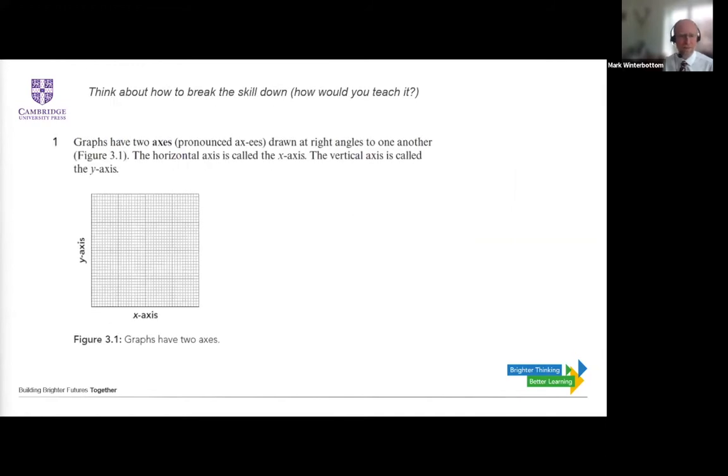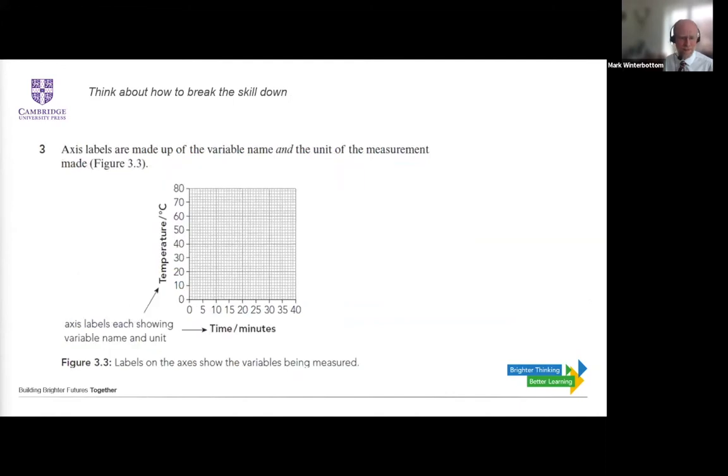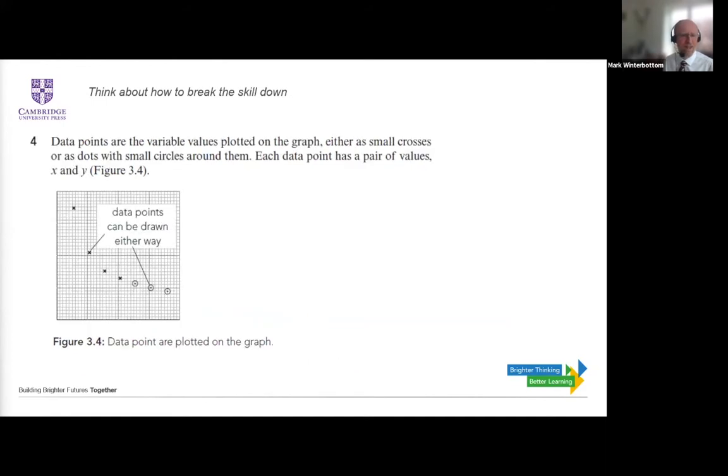And then think about how to break that skill down. Again, this is for you, remember. Think what are the steps to drawing a graph. So you've got 2 axes, they've got different names. You then need to put your tick labels on to indicate the scales. Then you need to give the axes actual names with units, so you know what units you're working in. Then you plot your points, and you do it either as little crosses or little dots with circles around, they recommend in this book.